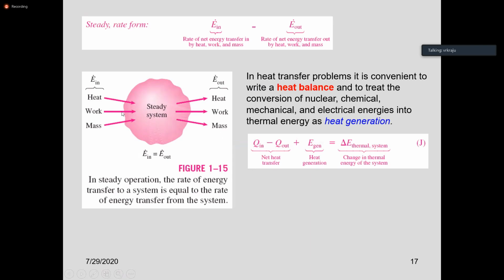So this is one sort of an example. There are different forms of energy which can enter or leave. If there is a balance, then we can say that E dot in equals E dot out.